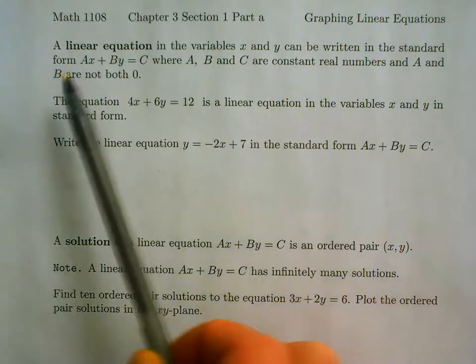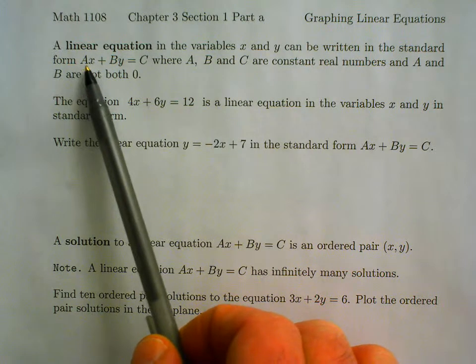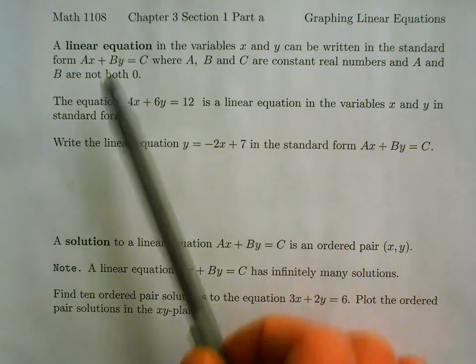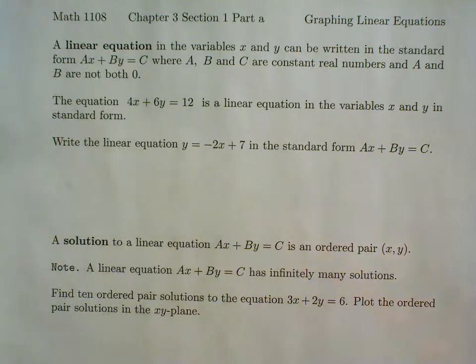So we would allow a to be 0, but if a is 0, b cannot be 0, and vice versa. It's possible for b to be 0, but if b is 0, a is not 0. Otherwise, there's no line to consider if you allow both to be 0. C could be 0.